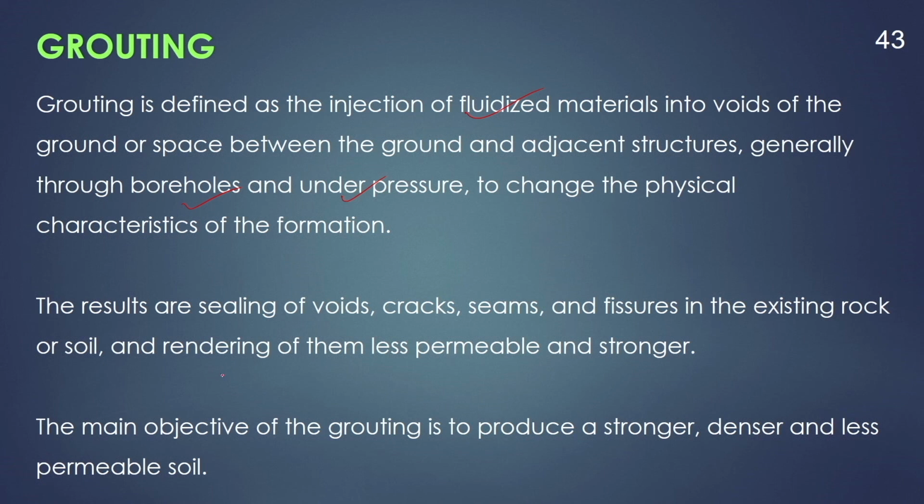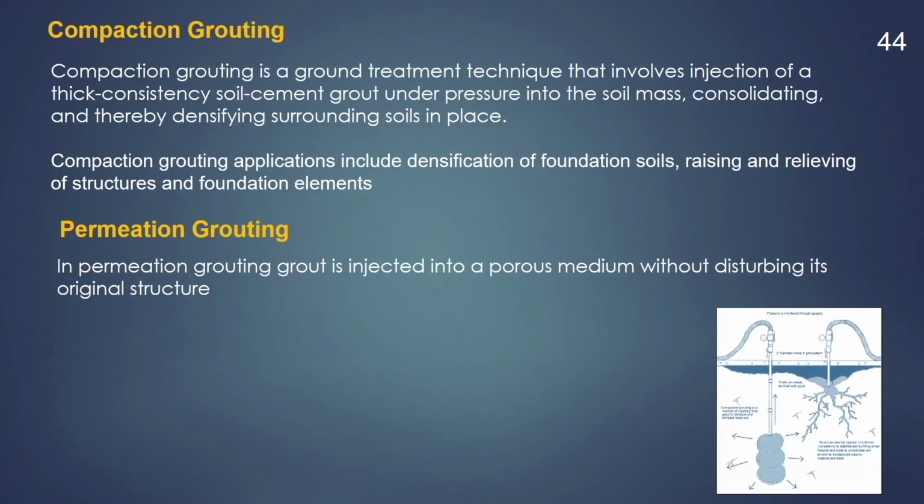So when we inject some grouting material into the soil, it will seal the voids, cracks or fissures which are present along the soil. Because of this sealing of the voids, it will increase the strength and also reduce the permeability of the soil. Therefore, the main objective of a grouting process is to produce a stronger, denser and less permeable soil.